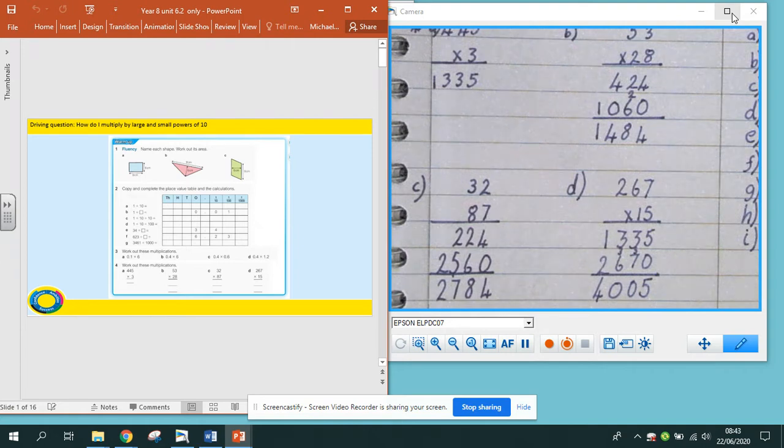I hope no one used a calculator for these, because you should all be more than capable of getting those right by yourselves. Okay, if you need to do any corrections now, I suggest you pause the video or pause the lesson and return back when you've finished.